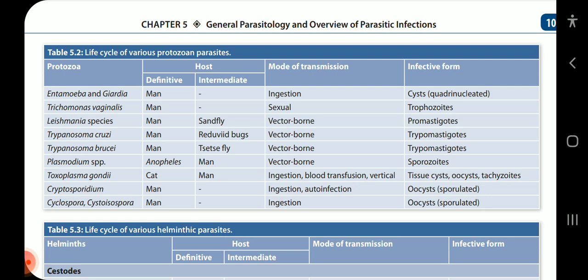Toxoplasma gondii: definitive host cat, intermediate host man, mode of transmission ingestion, blood transfusion, vertical, infective form tissue cyst, oocyst, and tachyzoites. Cryptosporidium: definitive host man, no intermediate host, mode of transmission ingestion, autoinfection, infective form oocyst, sporulated. Cyclospora and Cystoisospora: definitive host man, mode of transmission ingestion, infective form oocyst, sporulated.